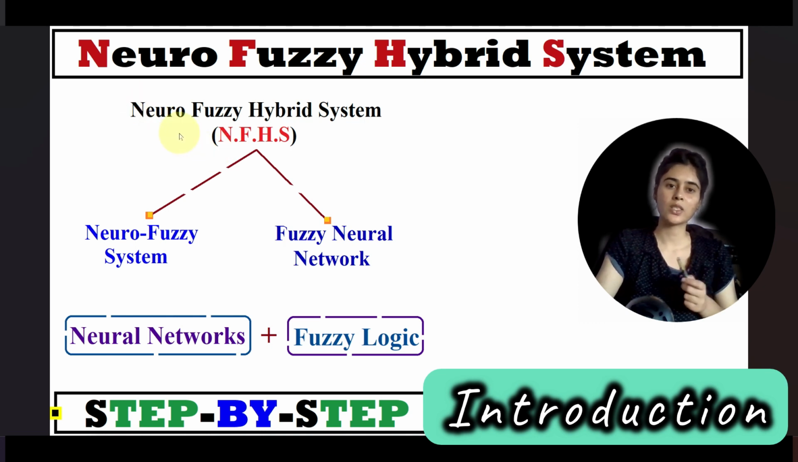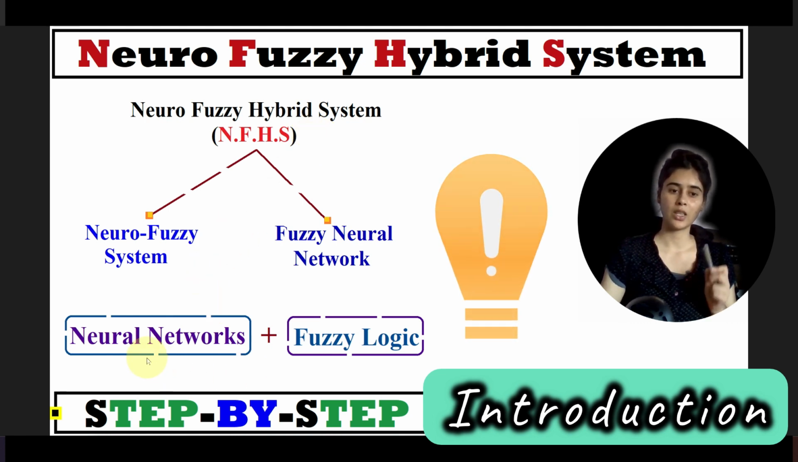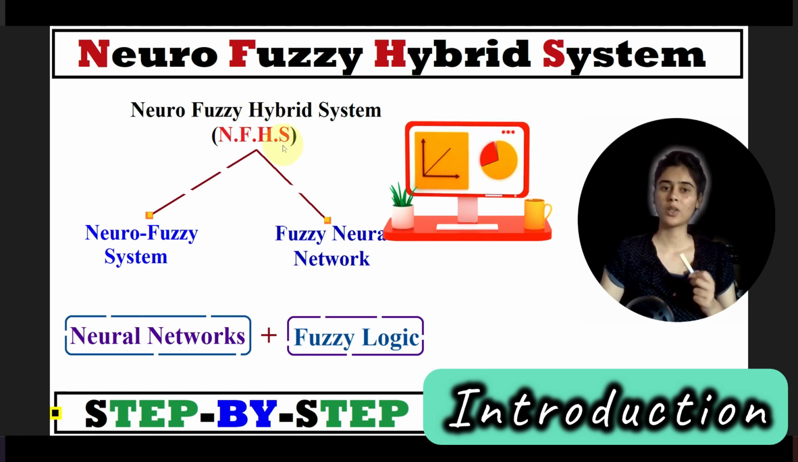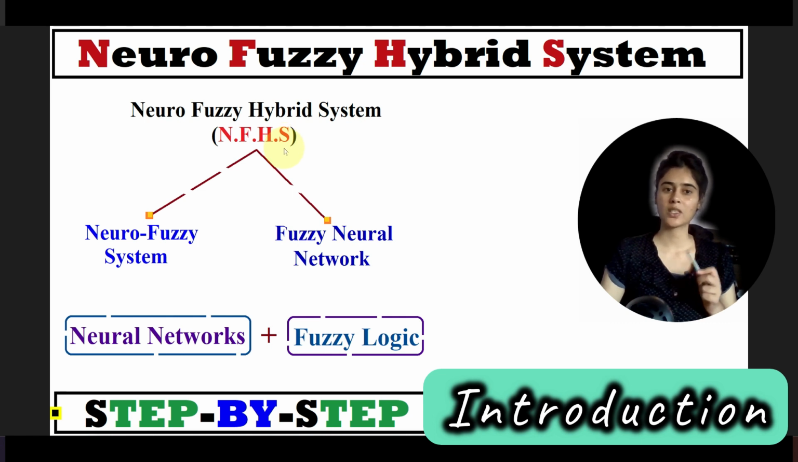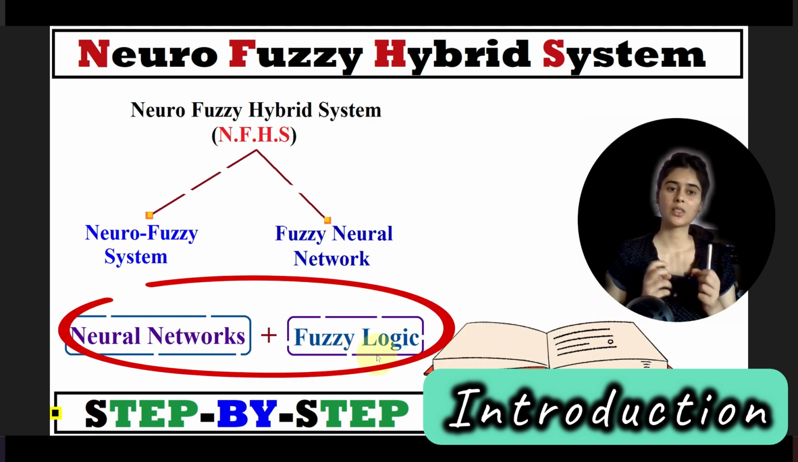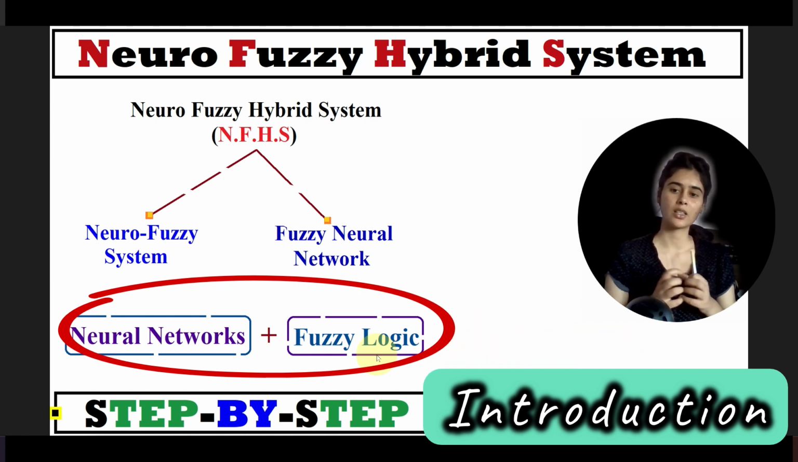As you can see here, Neuro Fuzzy Hybrid System, it is also known as Neuro Fuzzy System or Fuzzy Neural Network. In Neuro Fuzzy Hybrid System, the principles of neural network and fuzzy logic are combined to develop a flexible and reliable system that can solve complex problems in the field of artificial intelligence, machine learning, and in control systems. So we can use this hybrid system to solve complex problems in machine learning, artificial intelligence that alone neural network or fuzzy logic cannot solve. So in this hybrid system, the strength of both neural network and fuzzy logic is combined together to develop a powerful system to solve complex problems.